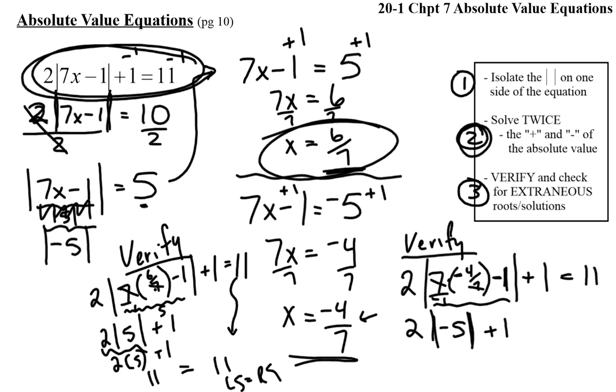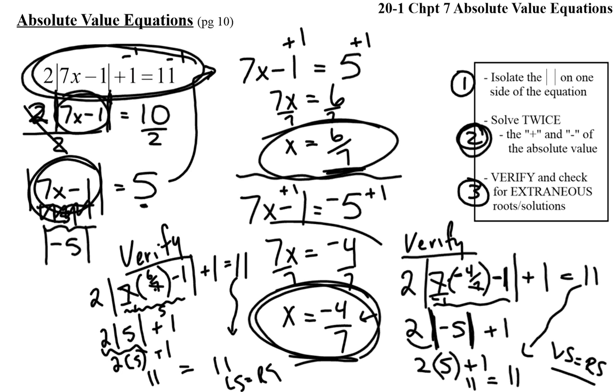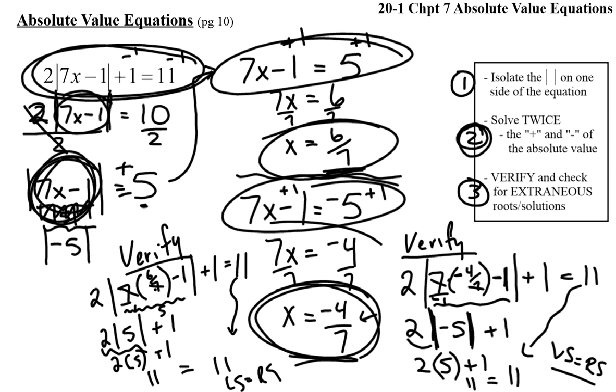Well, absolute beside a number is like saying 2 times, and the absolute of -5 is +5 plus 1. 2 times 5 is 10, plus 1 is 11. And 11 equals 11. Left side equals right side again. So, 2 solutions, 2 possibilities, because what we have inside of our absolute could be +5 or -5, and we need to solve for both of those situations.